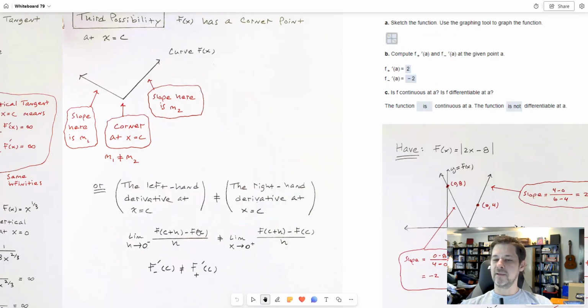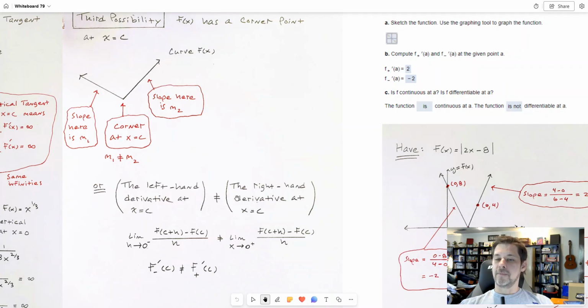We'll call one the left-hand derivative. Here's our symbol for that: f subscript minus prime. And a right-hand derivative, f subscript plus prime. That's the slope just to the left of the corner point. It won't be the same as the slope just to the right. So that's the more technical aspect of it. Remember, when you're looking at this, that should be h goes to 0 from the right there.